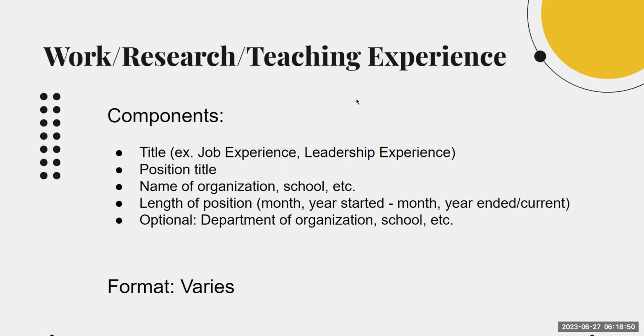And then you would have the name of the position, for example, teaching assistant, and then the name of the organization or school that you completed that position at. And then you would have how long you worked that position. So the month you started and the year, dash. And then if you're still working in that position, you would write current. If you completed that position, you would have the month and the year that you finished that position.